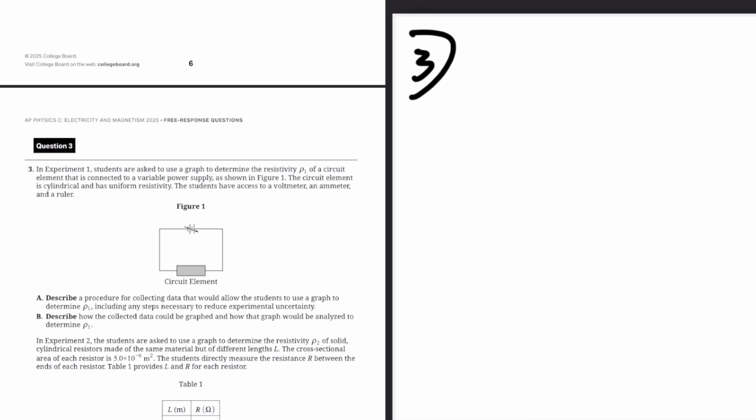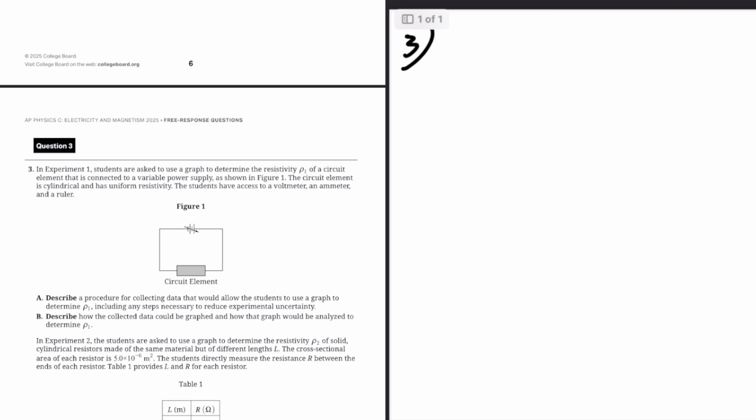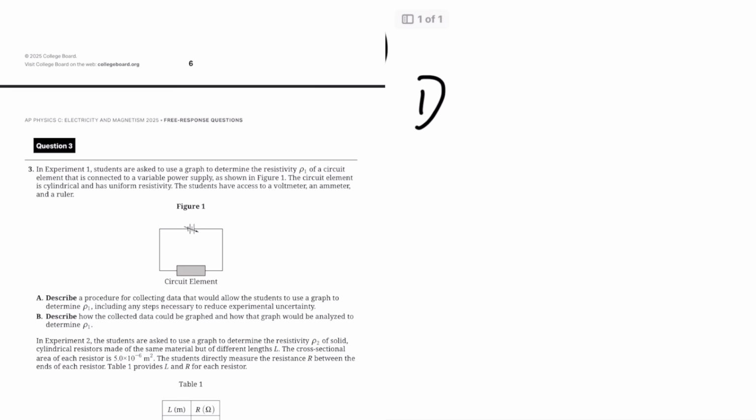Okay, so they're baiting you to use these things. They don't want you to make up your own things, like a resistivity measure, because obviously, what are you doing there? So part A: describe a procedure for collecting data that would allow the students to use a graph to determine rho 1. Include any steps necessary to reduce experimental uncertainty. So we're just going to outline like this. Step 1.